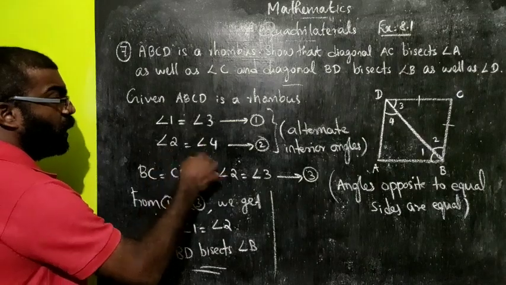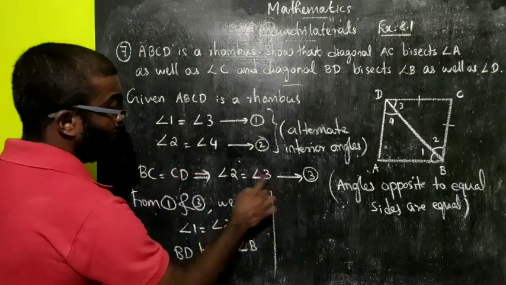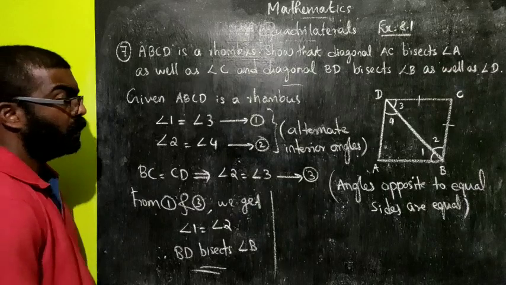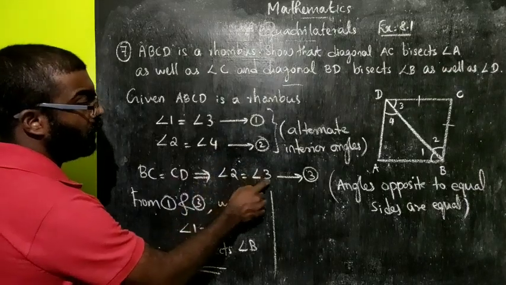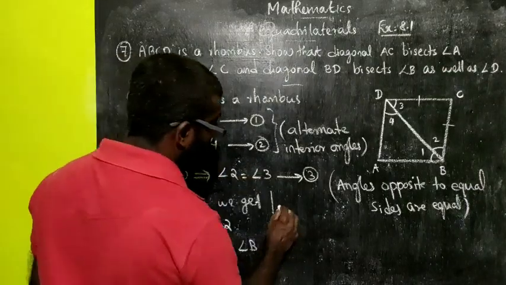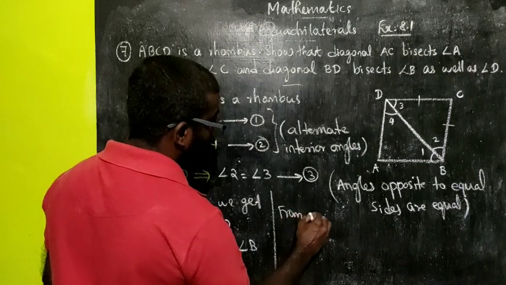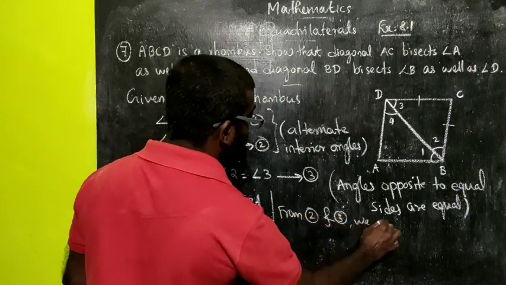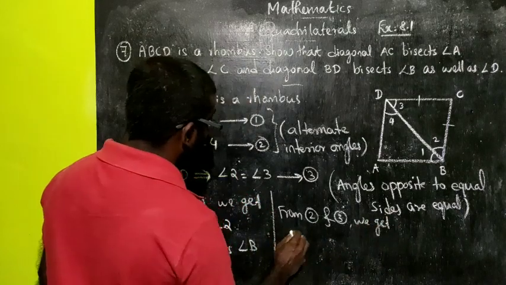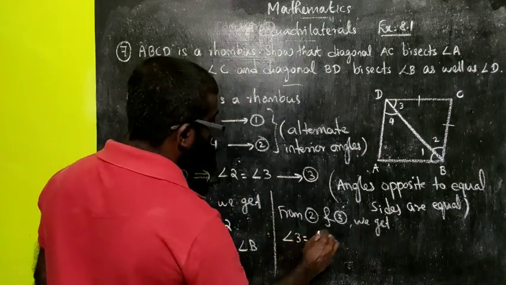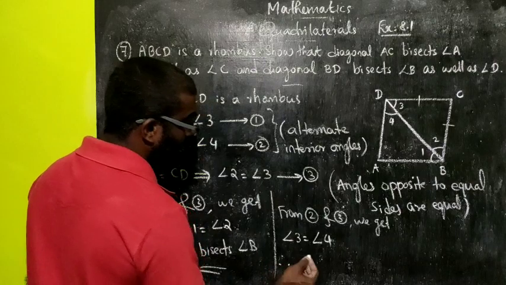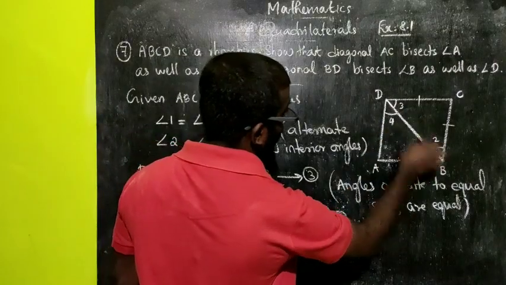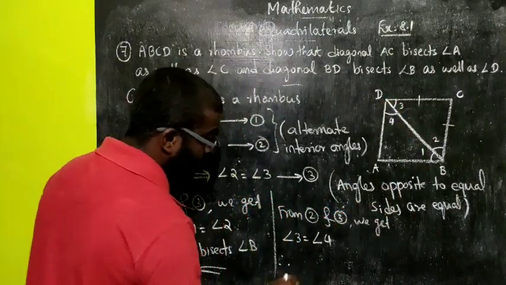Here angle 2 equal to angle 4 and in equation 3 angle 2 equal to angle 3. So RHS part is equal. Angle 3 is equal to angle 4. So from equation 2 and 3 we get angle 3 is equal to angle 4. Therefore, BD bisects angle D.